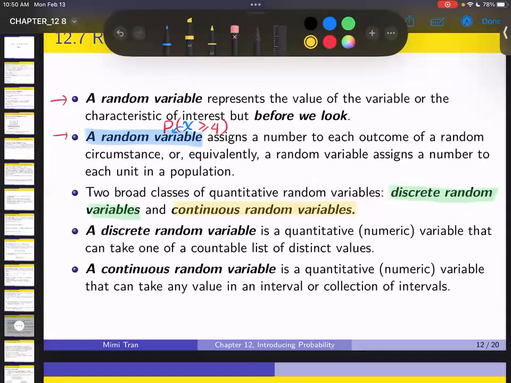And then the continuous random variable is a quantitative numeric variable. Again, only quantitative numeric variable here for continuous random variable, and discrete takes both. But categorical only takes discrete random variable. That can take any value in an interval or collection of intervals. We talked about this last time, about height.